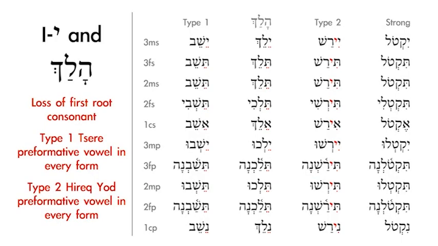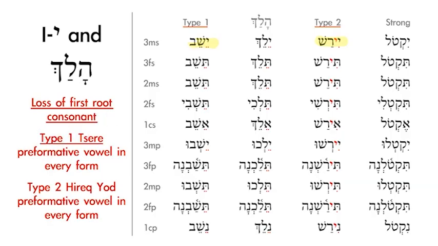With one yod verbs, there are two types, the type 1 and the type 2. And you'll see the basic difference is the preformative vowel. In the type 1 verb, there's a tsere preformative vowel. And in the type 2 verb, there's a hireq yod stem vowel. Let's look at the rules together with these. First, there's a loss of the first root consonant. That is, in the one yod category, the yod of the verbal root will drop out every time, and you'll just have the preformative attached to the second root letter.